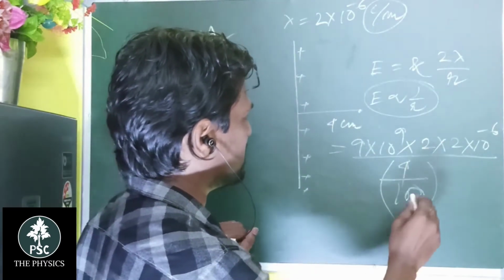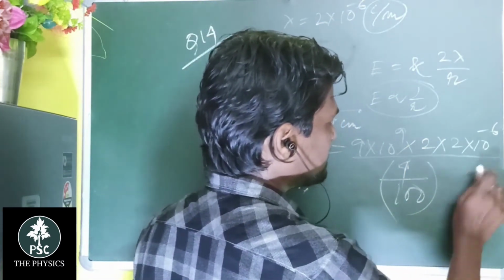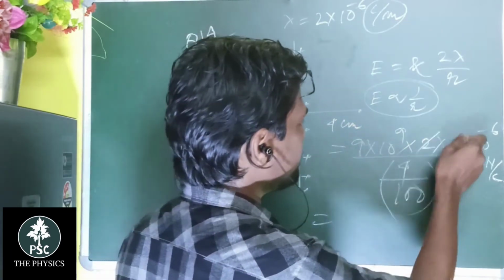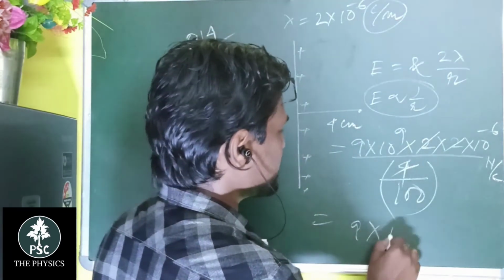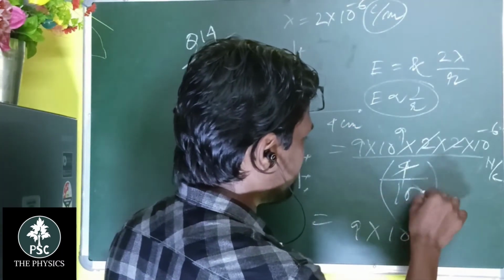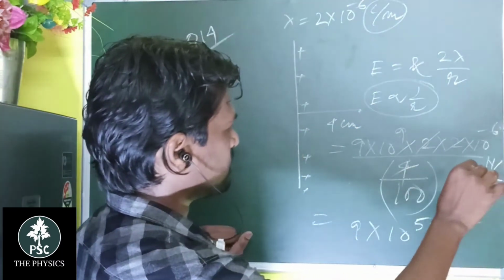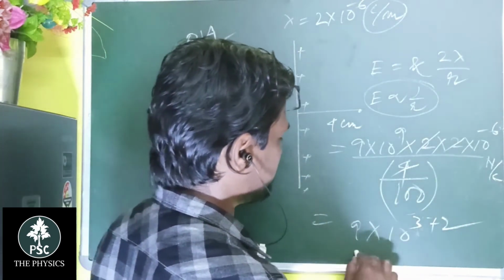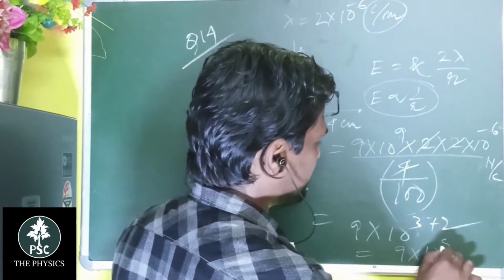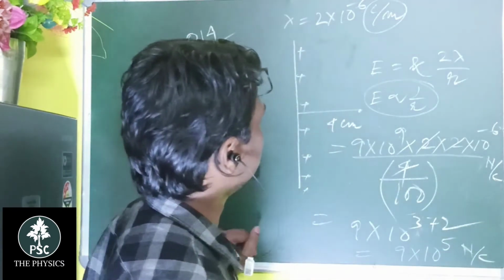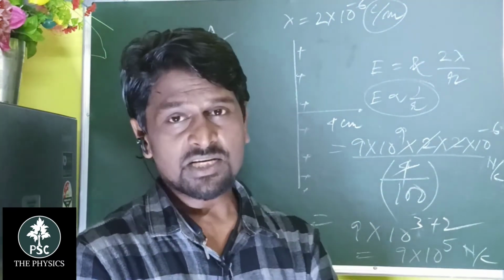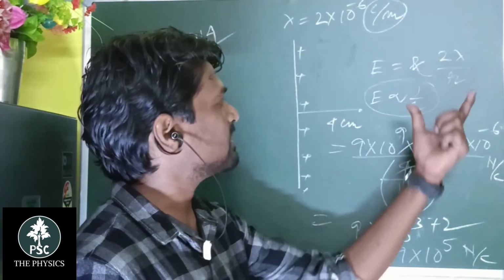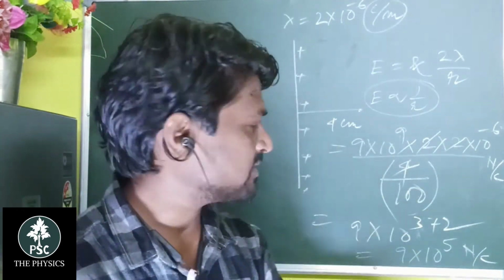So this is the answer, in Newton by Coulomb. You can cancel 4. So 9 into 10 to the power of 9 minus 6, that is 3, and then 2 plus 2 gives 5. So 9 into 10 to the power of 5 Newton by Coulomb. This is the answer. So if a linear charge distribution is given and you have to calculate the electric field at a particular point, just apply the formula electric field is equal to kappa 2 lambda by r, and you get this.